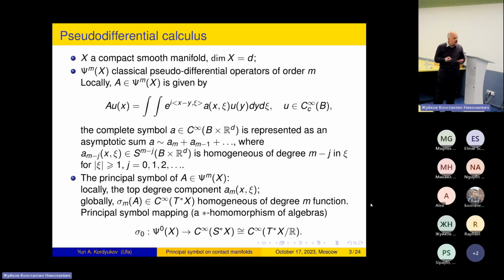We may say here, let's consider zero-order pseudo-differential operators. Then we may say that the principal symbol is homogeneous of degree 0, which means just constant along these orbits of this action, or we can say that this is a function on the cosphere bundle. And sometimes it's more convenient to talk about homogeneous functions on the tangent bundle.